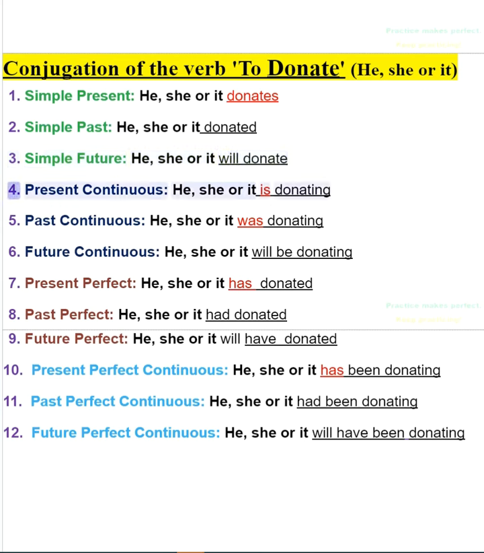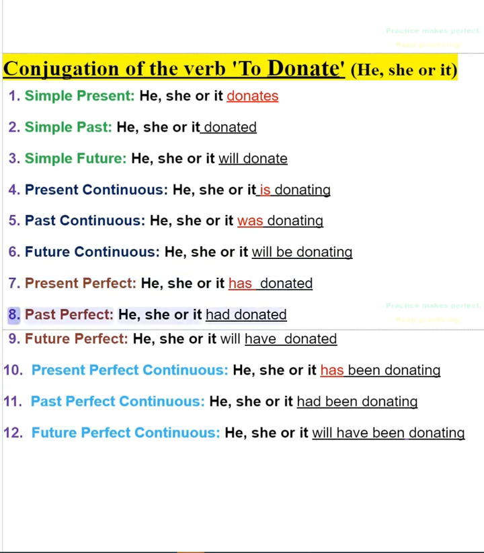4. Present continuous, he, she or it is donating. 5. Past continuous, he, she or it was donating. 6. Future continuous, he, she or it will be donating. 7. Present perfect, he, she or it has donated.